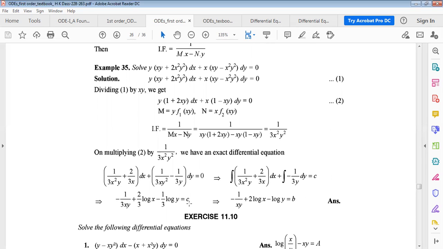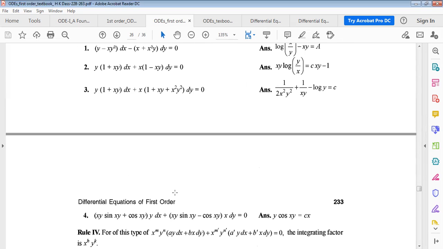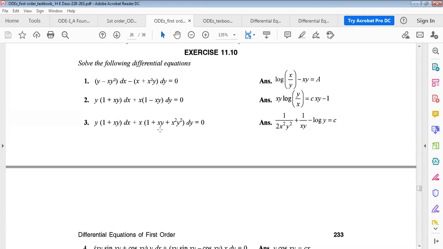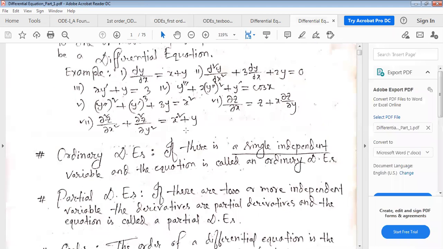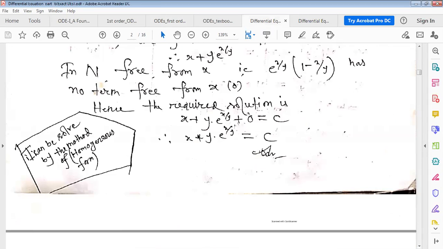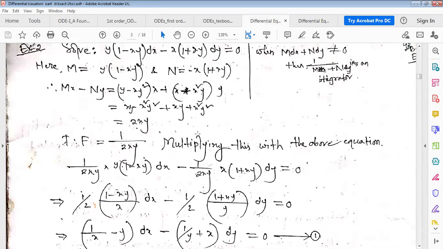This will actually be the general solution of the non-exact differential equation. We can also solve this one by this method. Now we can solve actually many types of differential equation like this.